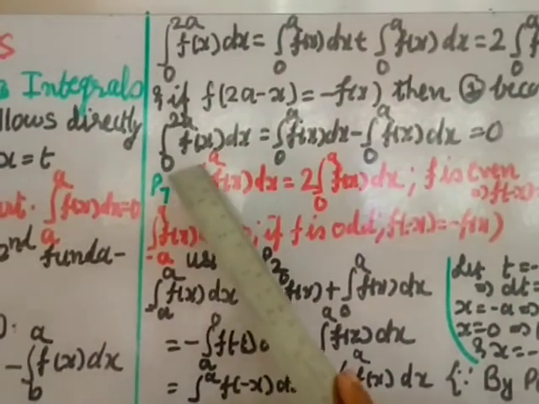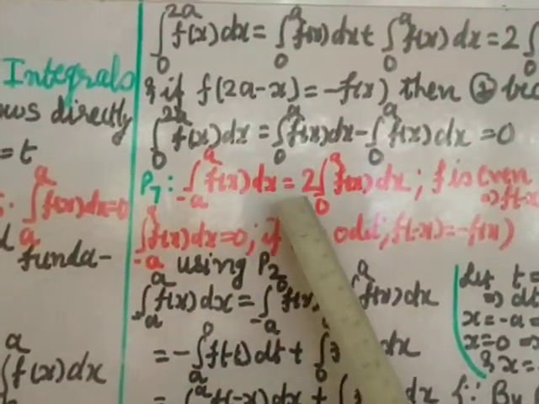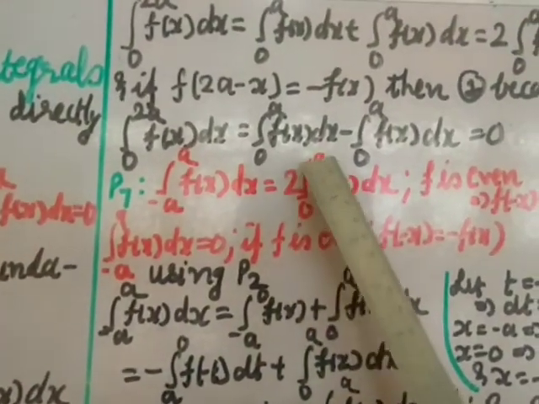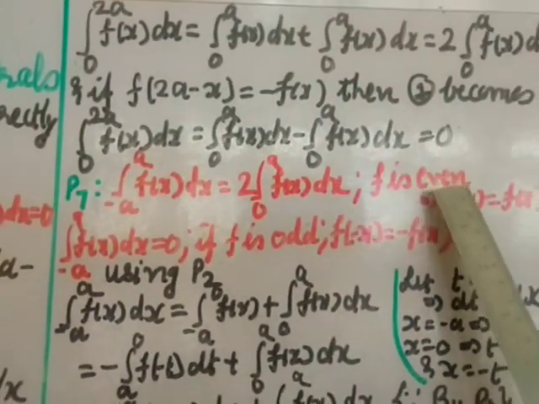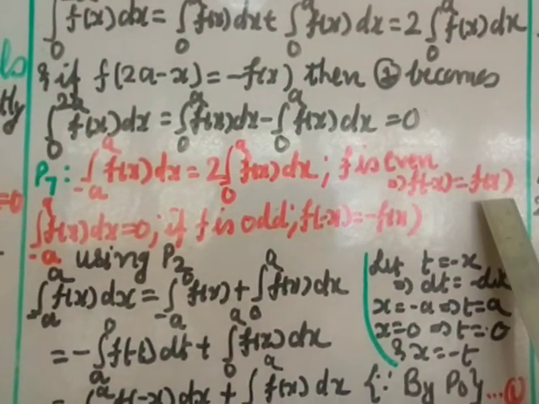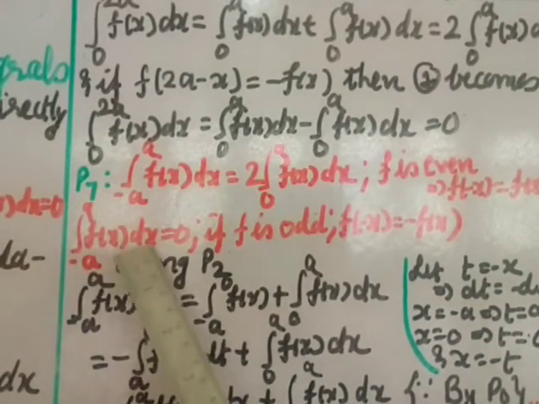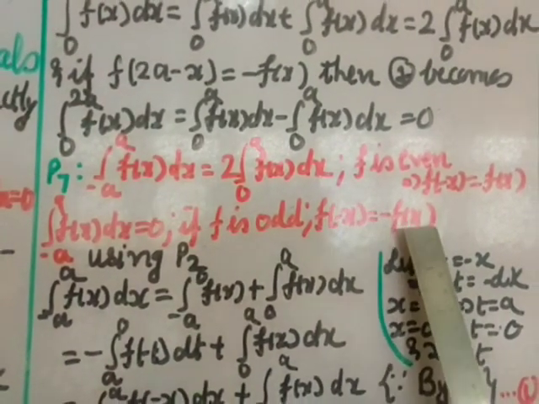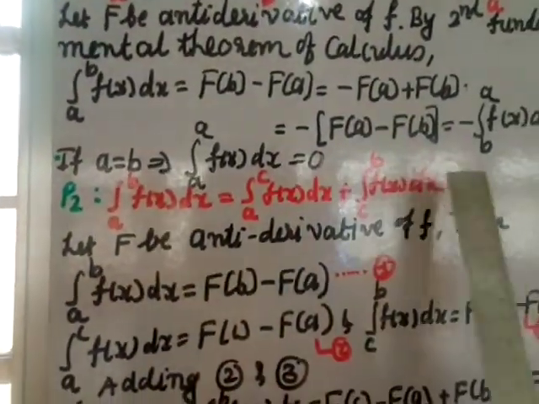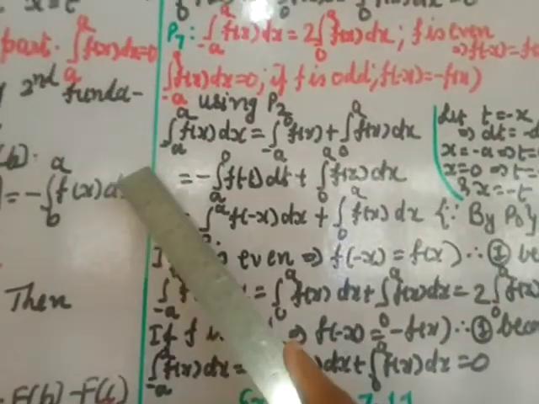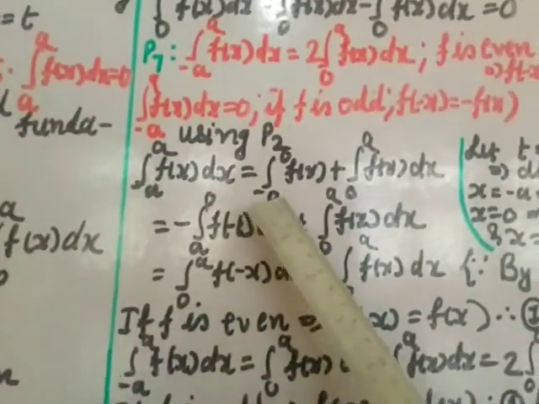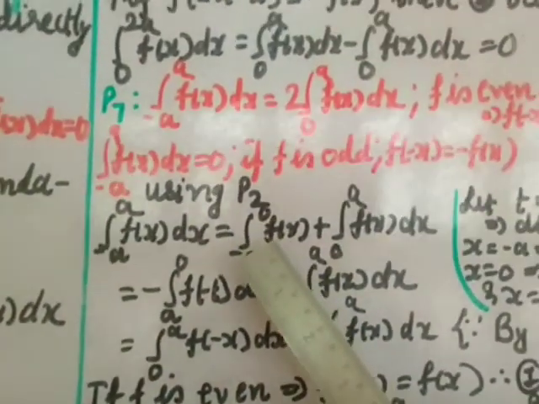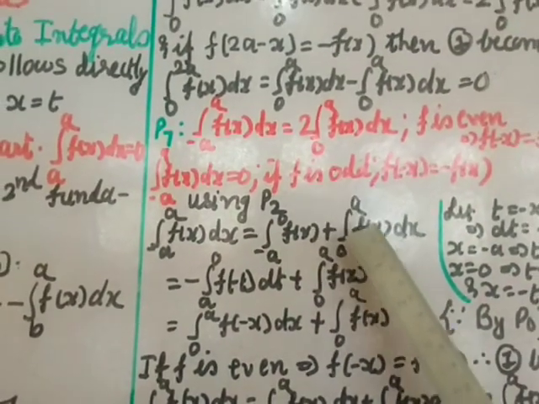Property P7, integral minus a to a fx dx is equal to 2 times integral 0 to a fx dx if f is even. Even means f of minus x equal to f of x. And integral minus a to a fx dx equals 0 if f is odd, that is f of minus x equal to minus fx. Using property P2, this property, we are going to use the property P2. Minus a to a fx dx is equal to minus a to 0 fx dx plus 0 to a f of x dx.